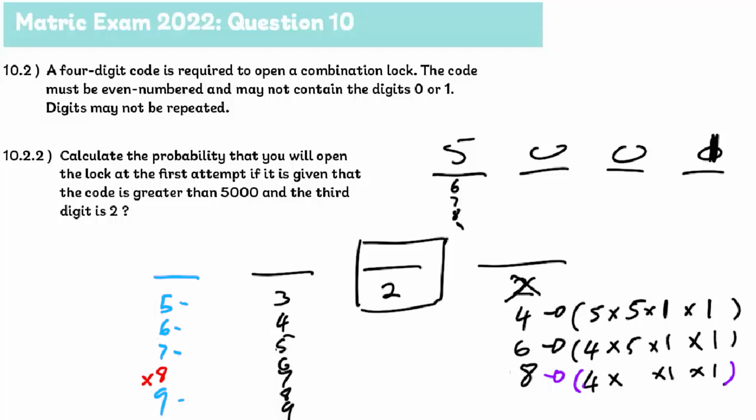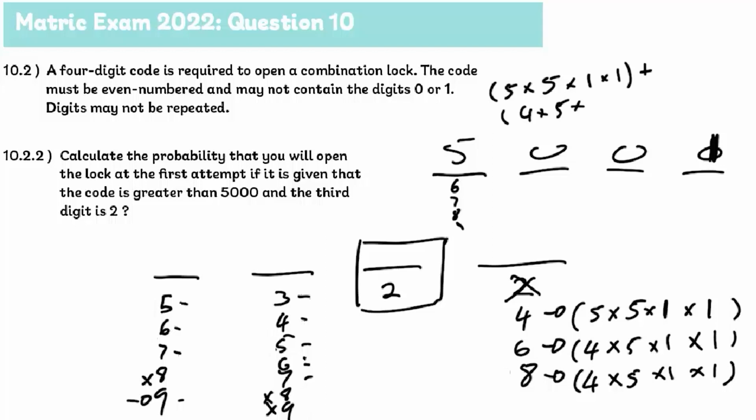And let's say, for example, we use the number 9. Therefore, the number 9 is not available. Number 8 is also not available to us because we use it in the last column. So now we've got 1, 2, 3, 4, 5 numbers. So having said all of that, I'm going to write on top here. We have 5 times 5 times 1 times 1 plus 4 times 5 times 1 times 1 plus 4 times 5 times 1 times 1. Those are the possible combinations.